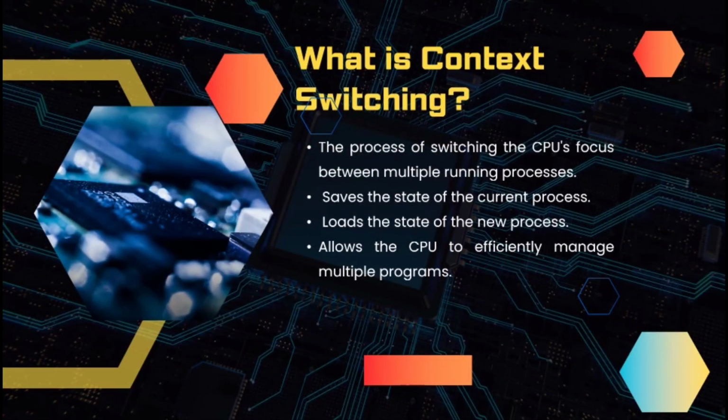Now first, what is context switching? Imagine your computer CPU as a juggler. Context switching is like the juggler constantly throwing one ball into the air to catch another. The CPU can only truly focus on one task at a time, but by rapidly switching between tasks, it creates the illusion of multitasking. So this is the concept of context switching.